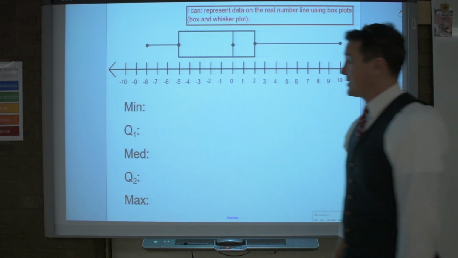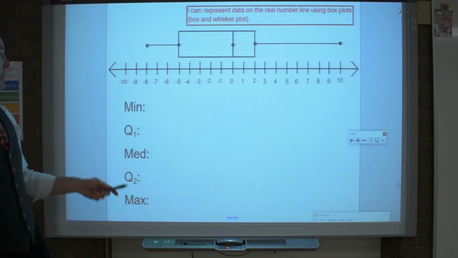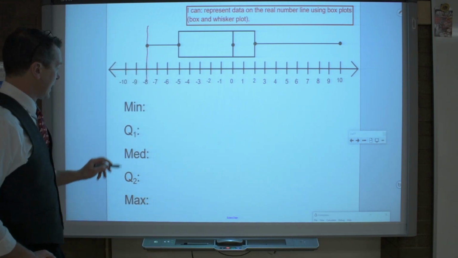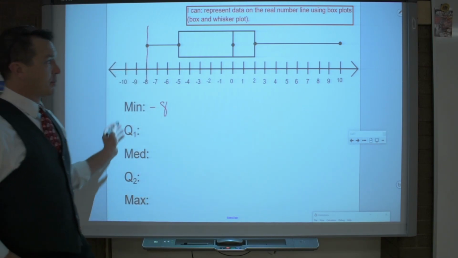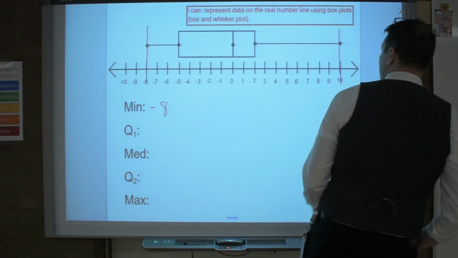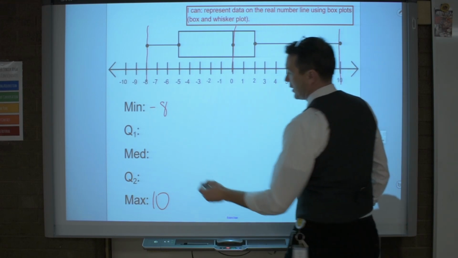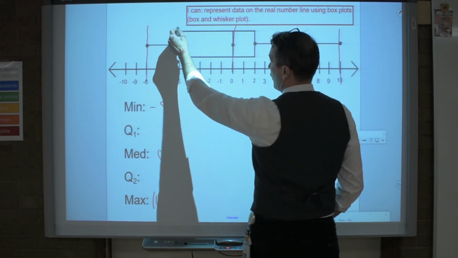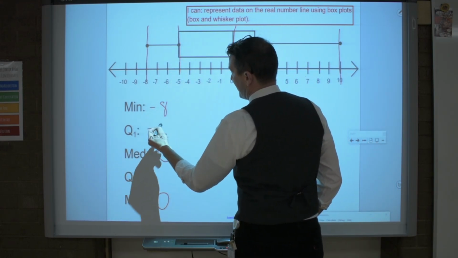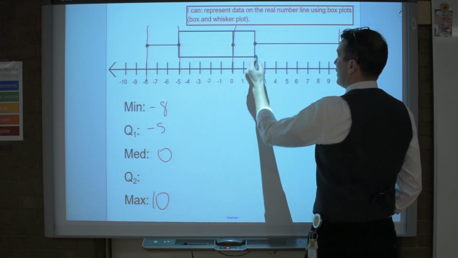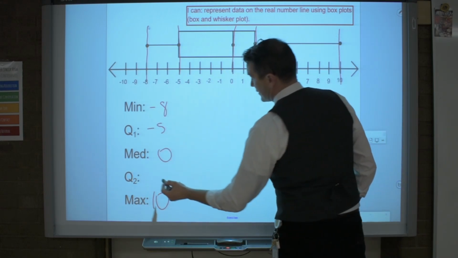Okay, I'm going to assume you did this. This should go a little bit easier. Again, I start with my minimum. That's here. Looks like -8. And then I'll go up to my maximum. That looks pretty easy. That's 10. Then my median, that's in the middle. That's 0. And then my quartile 1, or lower quartile, -5. And then my upper quartile, or Q3, is 2.